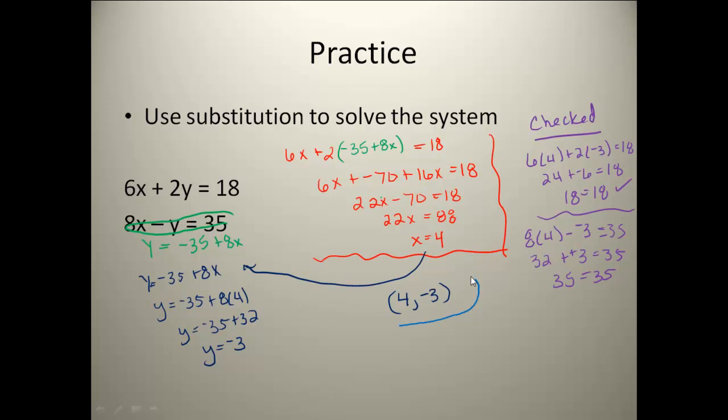Okay, you should have ended up getting 4, negative 3 for your solution. I started out by isolating my y. I plugged it in, went through the algebra steps and got my x to be equal to 4. Then I took that and I plugged it back in over here, went through the algebra steps and got my y to be negative 3. So I had a solution of 4, negative 3.